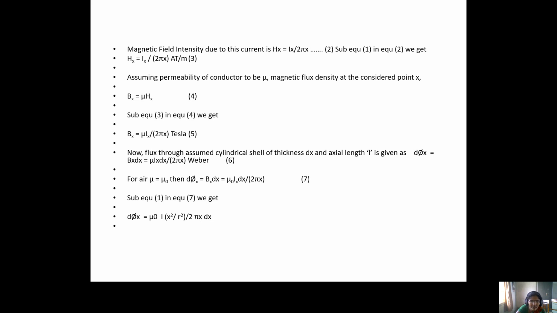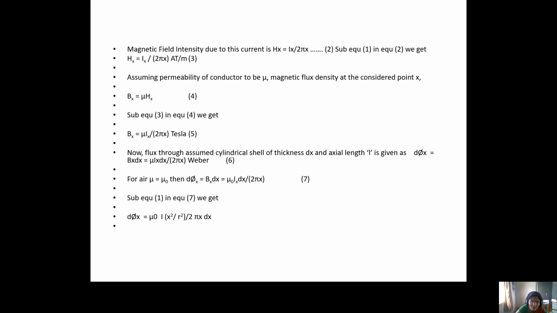Assuming the permeability of the conductor to be mu, the magnetic flux density at the considered point x is given by Bx equal to mu Hx. Substituting the Hx value, Ix by 2 pi x, the magnetic flux density Bx is equal to mu Ix by 2 pi x Tesla. Magnetic field intensity is measured in ampere-turns per meter, but the flux density is always measured in Tesla or Weber per meter square.